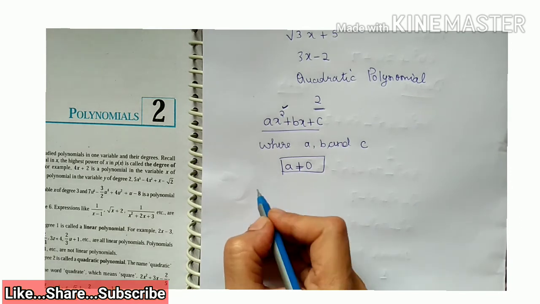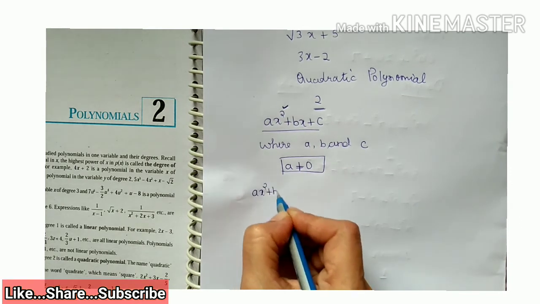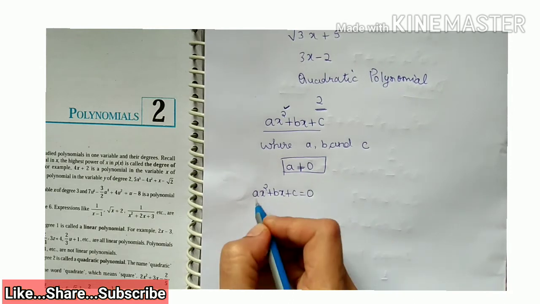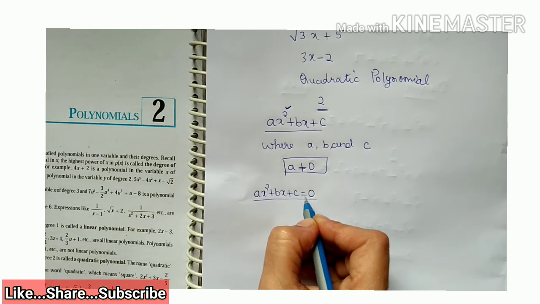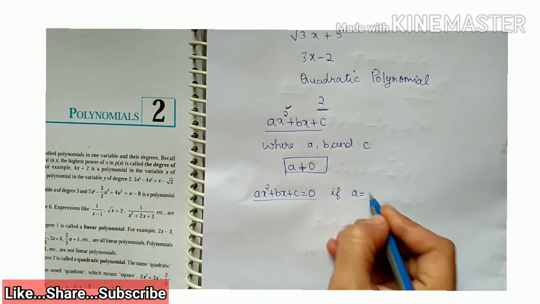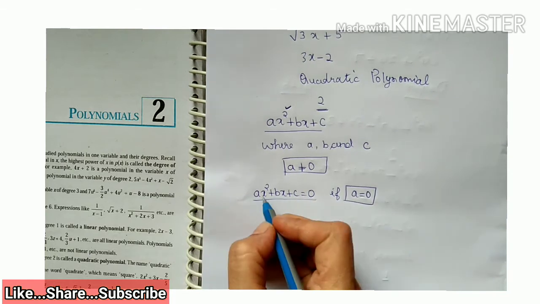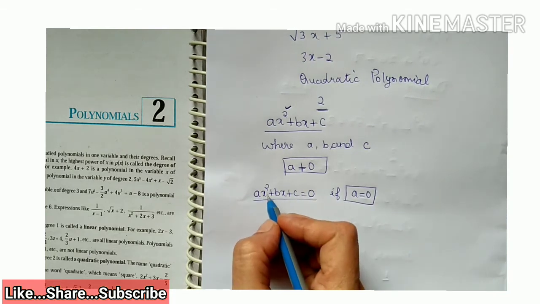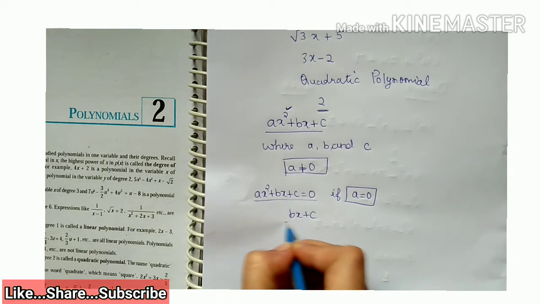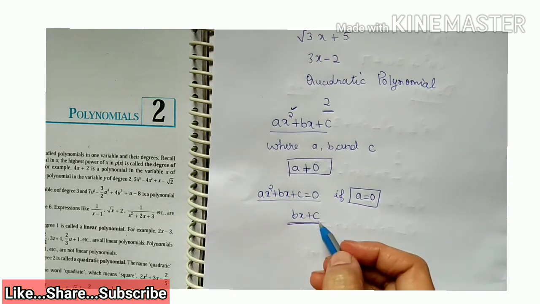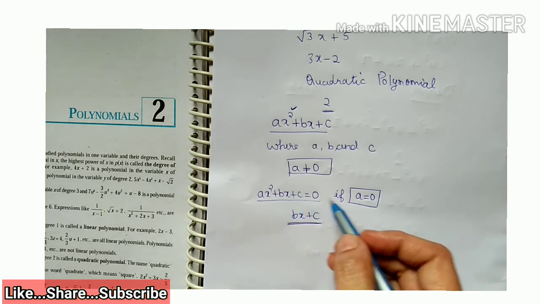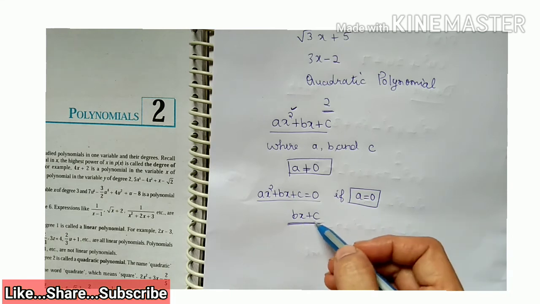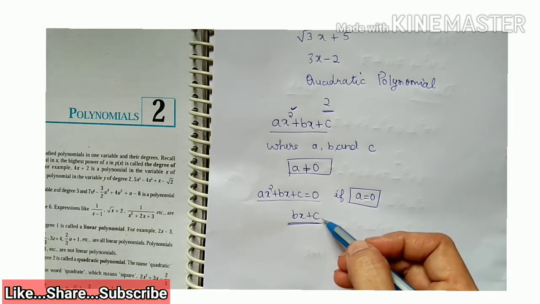Suppose in the equation ax square plus bx plus c, if a is equal to 0, then the equation becomes bx plus c, a linear equation. Once again, in the equation ax square plus bx plus c is equal to 0, if a is equal to 0, then the equation is a linear equation.